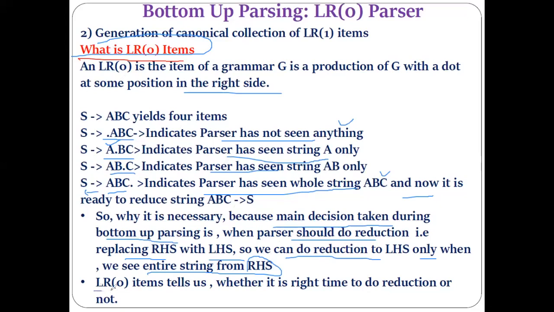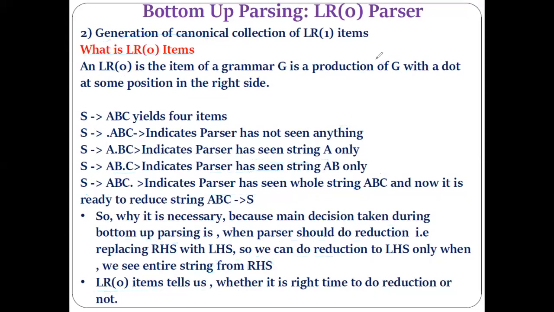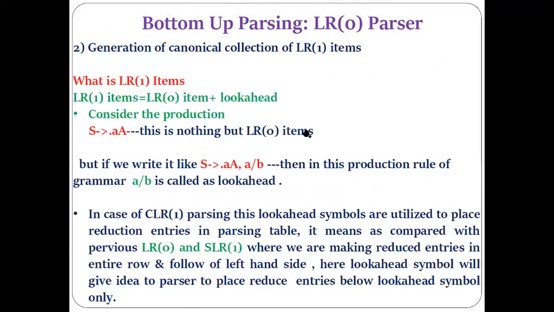So from this we can say the LR0 item tells whether it is the right time to do the reduction or not. So that is regarding the LR0 items. Last time also I told you. But now what exactly are the LR1 items?